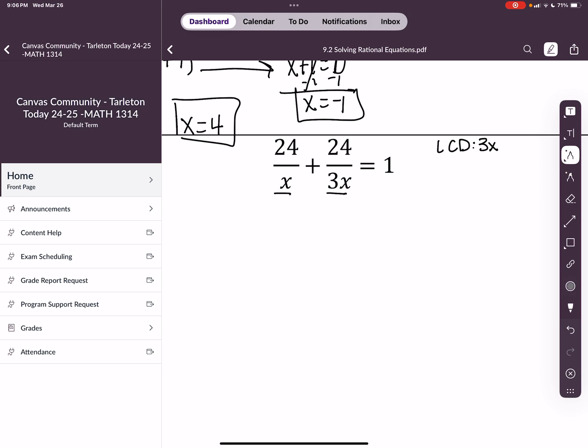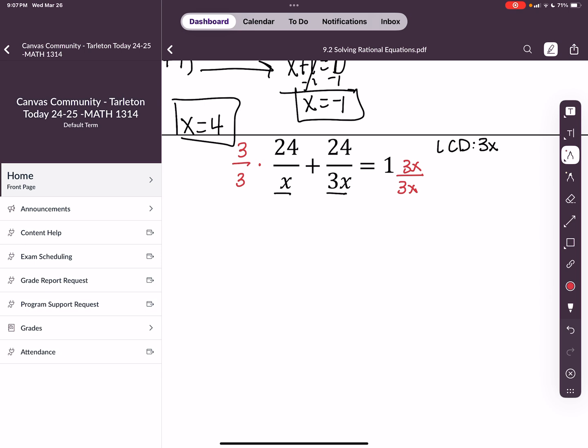So because I have room on this one, I'm actually not going to rewrite this equation. To get this first fraction to have a denominator of 3x, I just need to multiply the top and the bottom by 3. Okay. My second fraction already has 3x as a denominator. And then the whole number needs a denominator of 3x, so I'm just going to multiply the top and the bottom by 3x.